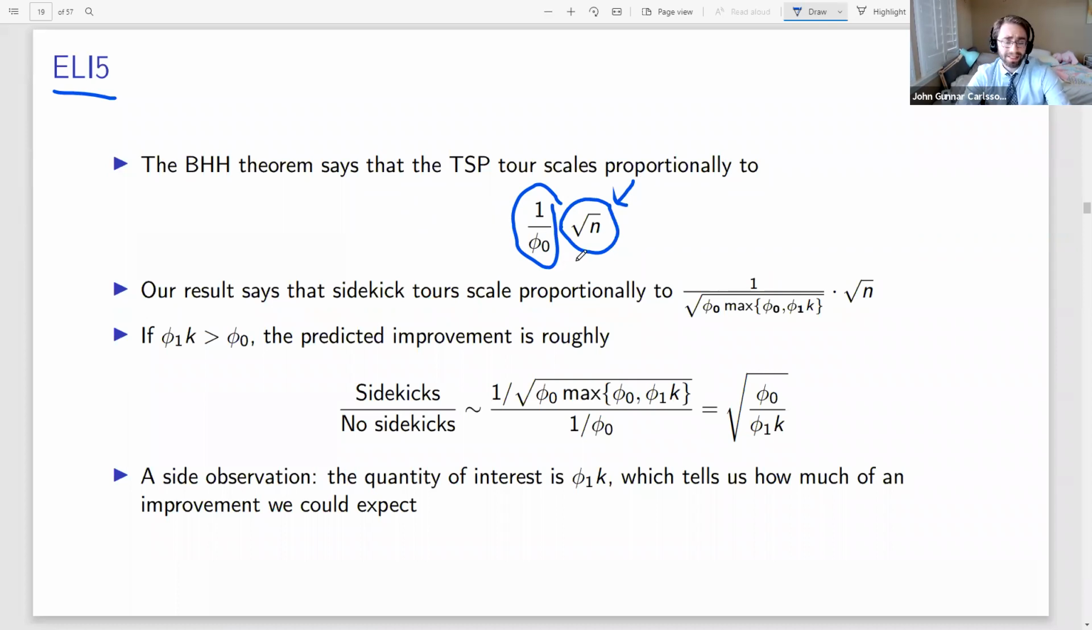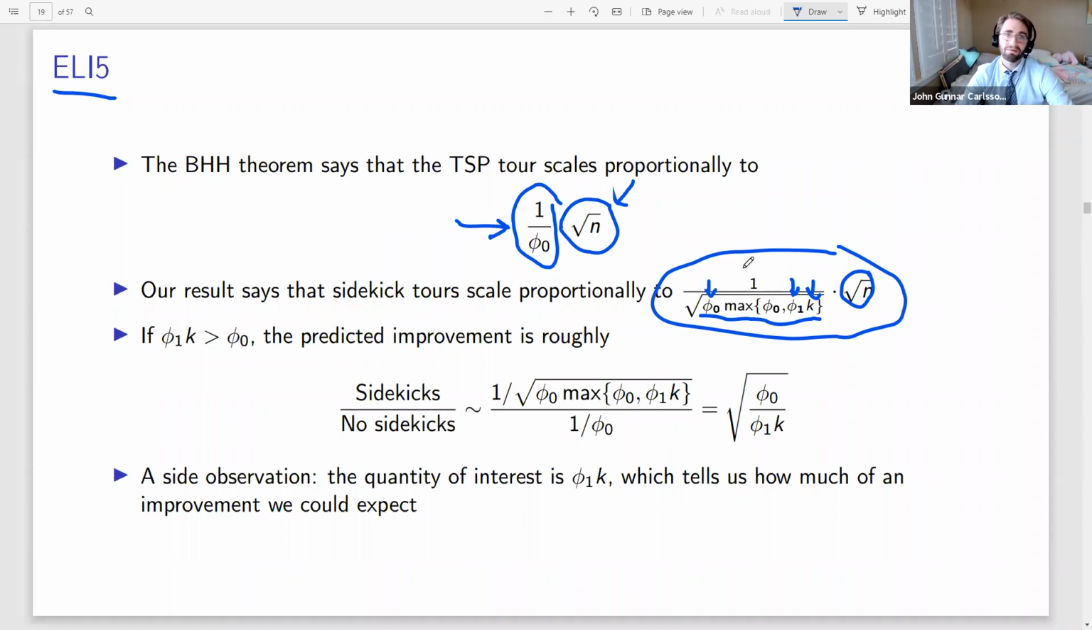We've proven a result that says that when you have these sidekicks, and I'll sketch the proof in a moment, rather than look like this, the scaling looks like this. It's 1 over, again, there's a root n over there, and then it's 1 over the square root of phi naught times the maximum of phi naught and phi 1 k. Now, k is the number of sidekicks that you have. Phi 1, remember, is the speed of the drones or robots on the ground. And phi naught, once again, is the speed of the truck. So we have our own proportionality that we've derived.